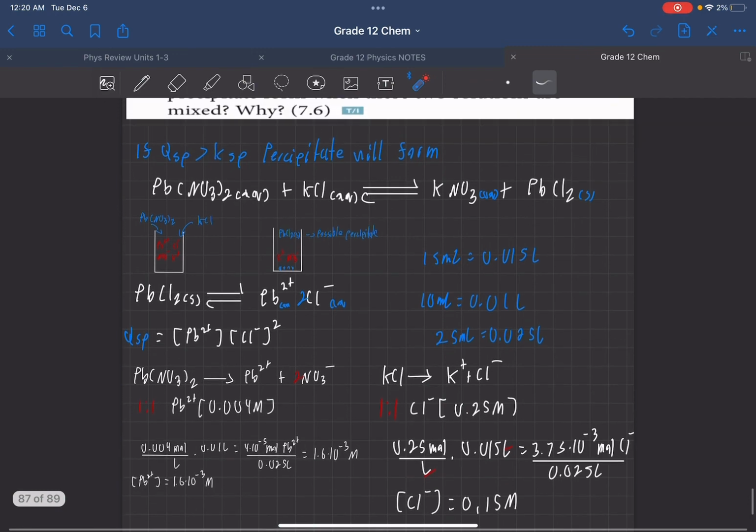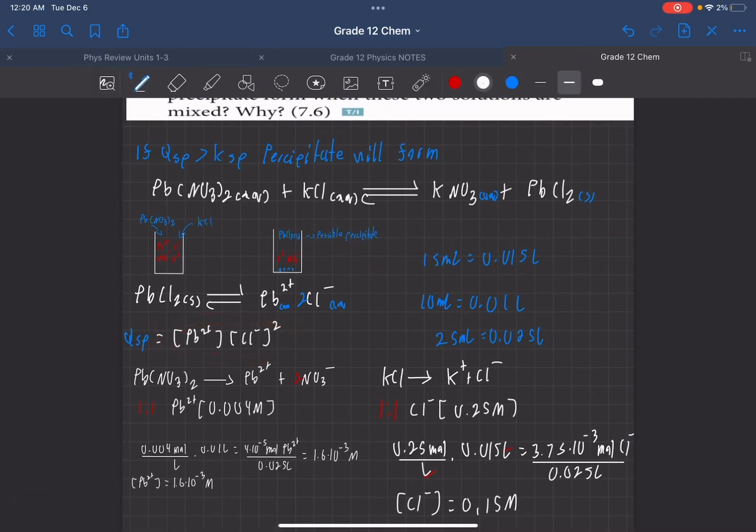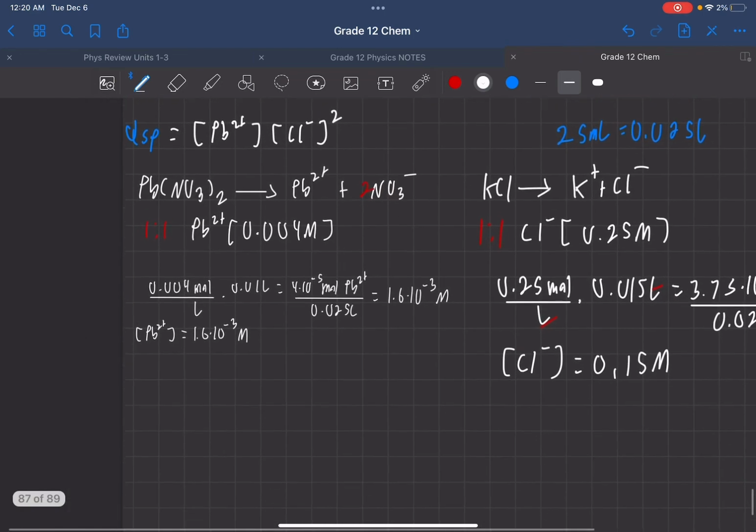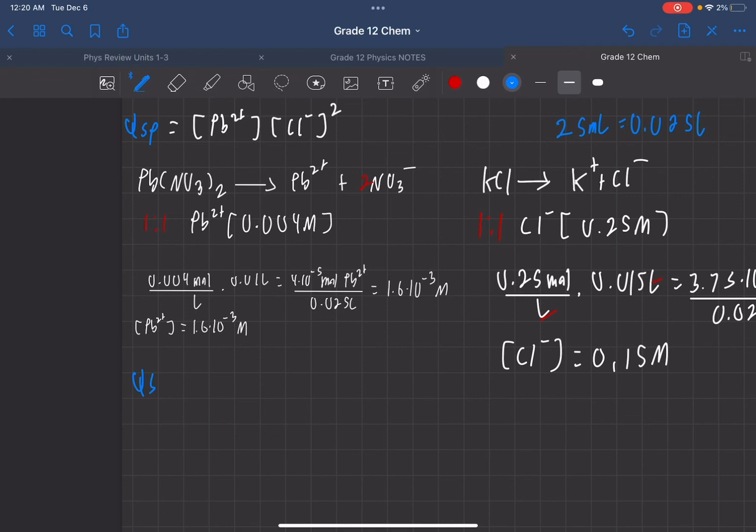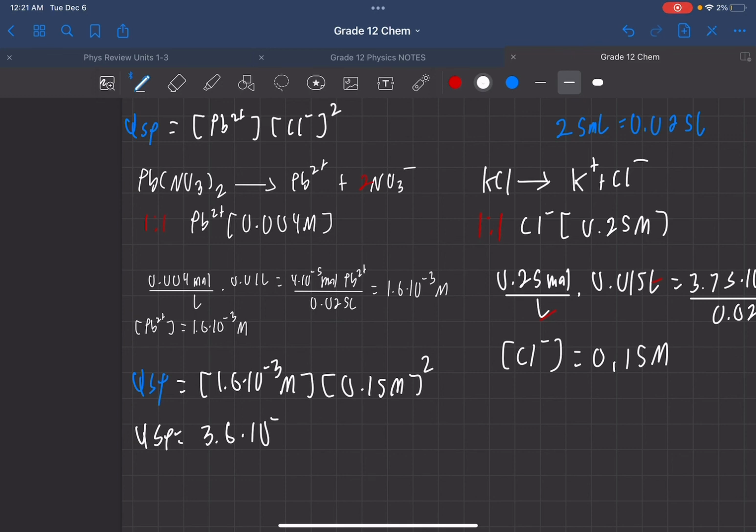So now that we have our chloride and our lead ion concentrations, we can finally plug them into our QSP formula. I'm pretty sure you guys know where to go from here, right? So QSP equals the concentration of Pb2+, 1.6 times 10 to the negative 3 molar, times 0.15 molar squared. Put that into your calculators: 1.6 times 10 to the negative 3 times 0.15 to the power of 2. And you end up getting a QSP value of 3.6 times 10 to the negative 5.